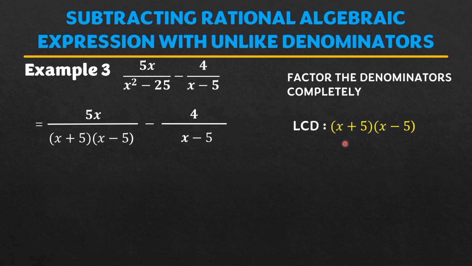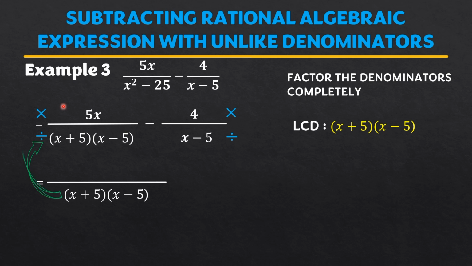After that, in step 2, we will write the equivalent expressions of each rational expression. By doing that, we will divide the LCD by the denominator of the rational expression. And then after getting the quotient, we will multiply it to the numerator. For example, x plus 5 times the quantity of x minus 5 divided by x plus 5 times the quantity of x minus 5 is equal to 1, and then multiply it to the numerator 5x, which we will have 5x. Okay, same process to the right side.